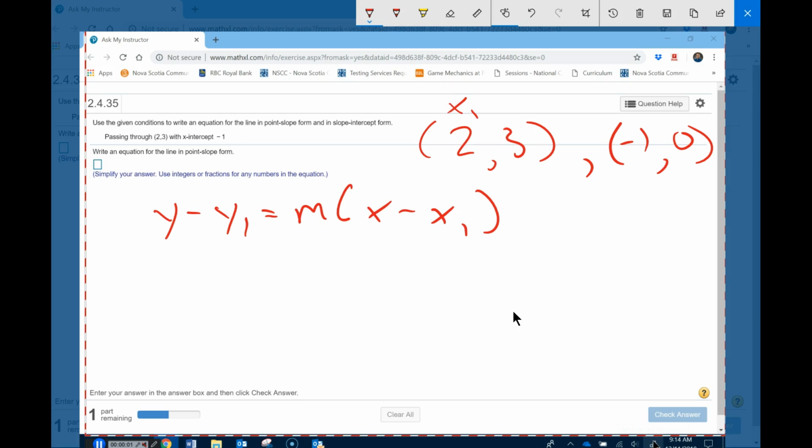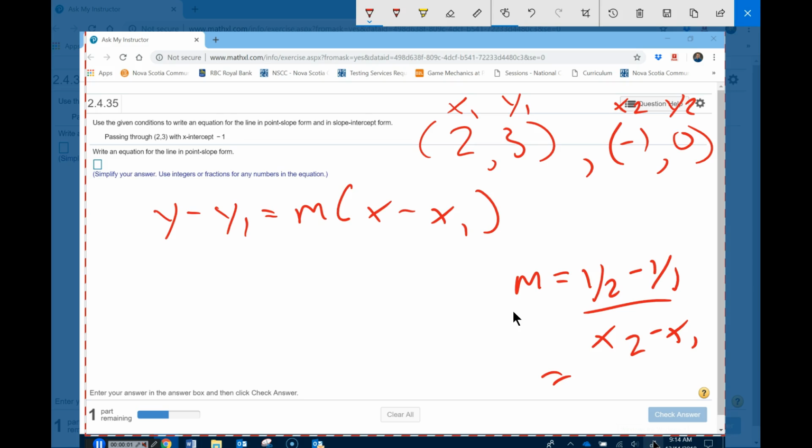Okay, so we need to find m first, right? This is x1, this is y1, this is x2, and this is y2. So we'll go ahead and find our slope first. That's y2 minus y1 over x2 minus x1. That's going to equal 0 minus 3 divided by -1 minus 2. So in that case, when we compute the slope, that's going to be -3 over -3.